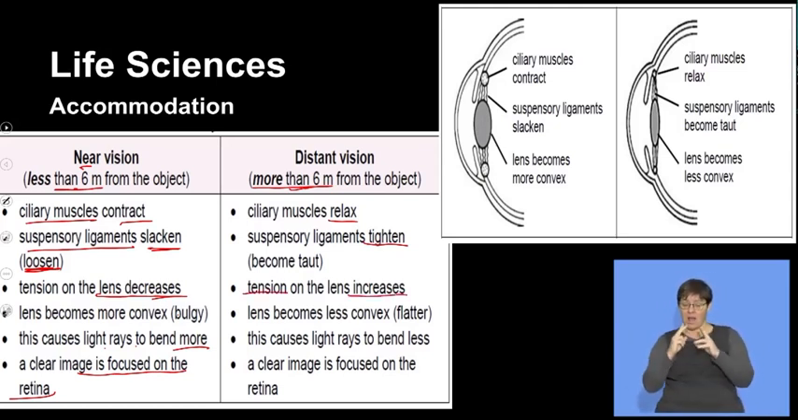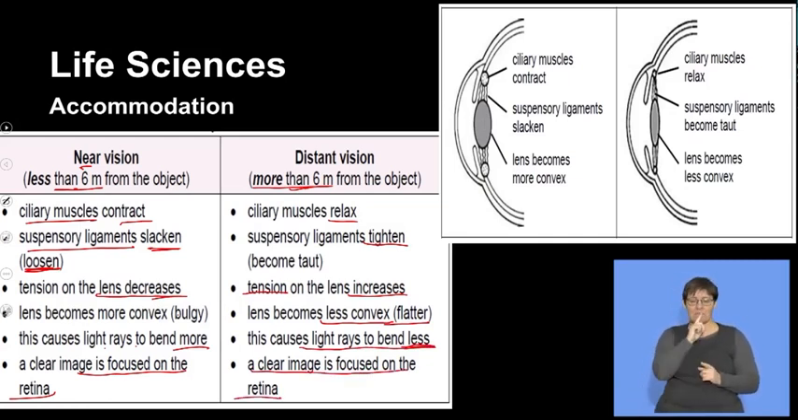Then when the tension on the lens increases, what happens? The lens becomes less convex, or flatter. This causes the light rays to bend less. And then what happens? A clear image will form on the retina.